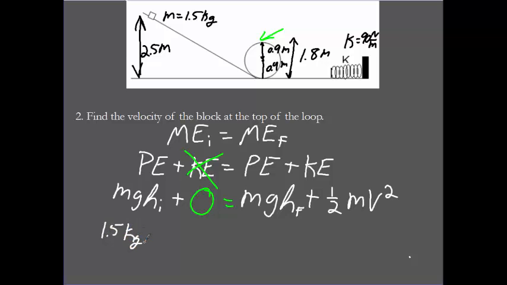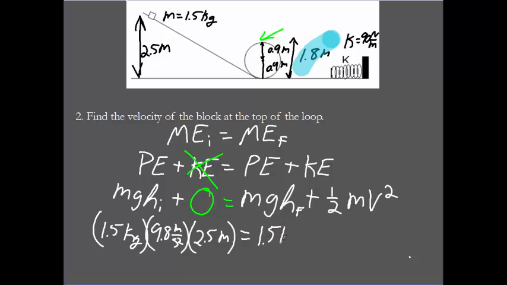1.5 kilograms times 9.8 meters per second squared times 2.5 meters. Now, if we're really slick, we could just take the answer from the previous problem and plug that in right there. But I'm going to work through the whole problem for you. Mass times gravity times the final height. Final height, remember, is 1.8 meters. 1.5 kilograms times 9.8 meters per second squared times 1.8 meters.